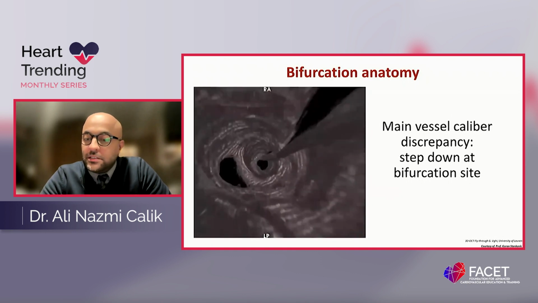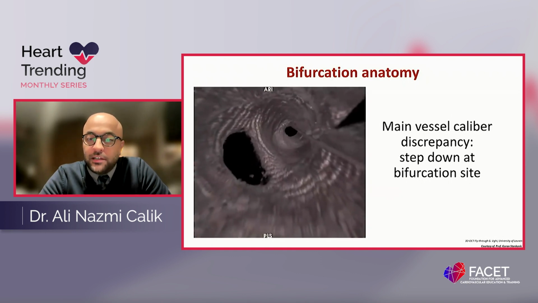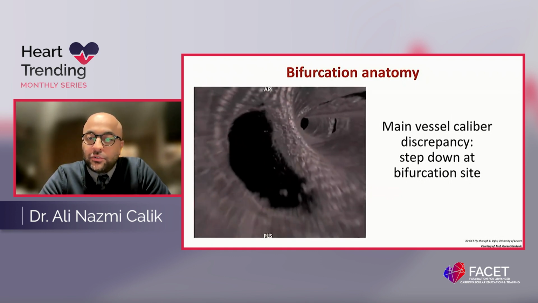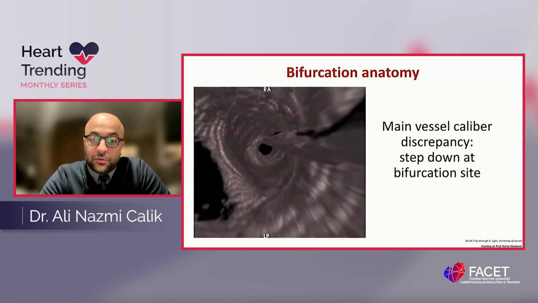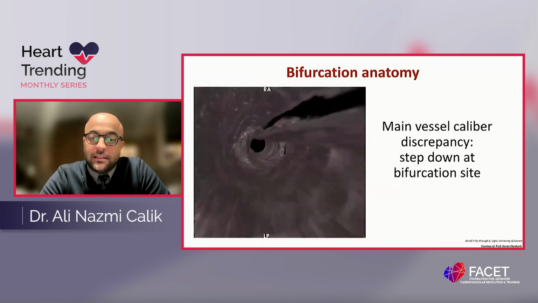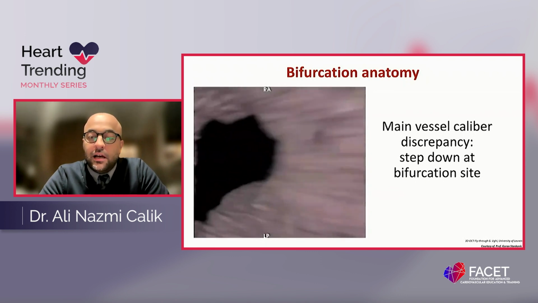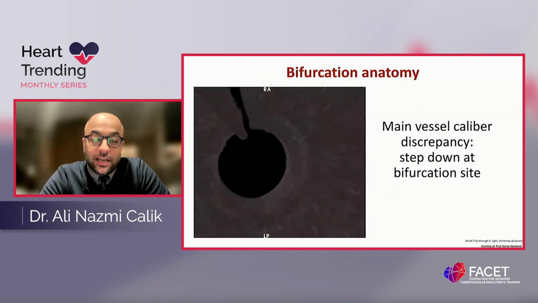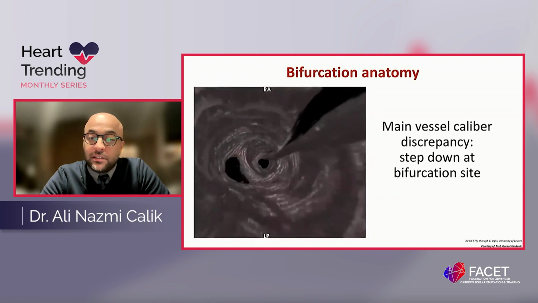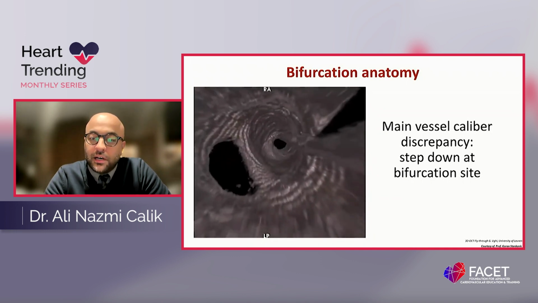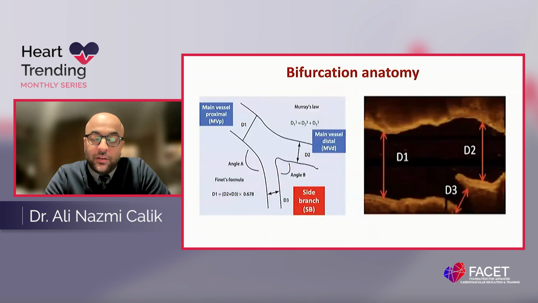So as you can see in this beautiful picture, a 3D OCT fly-through of the bifurcation anatomy inside the vessel, at each bifurcation site, you see a step down at the main vessel caliber. This is called main vessel caliber discrepancy. It is important to understand because when we are selecting our stent while treating these bifurcation PCI patients, we always select our stent according to the distal vessel.